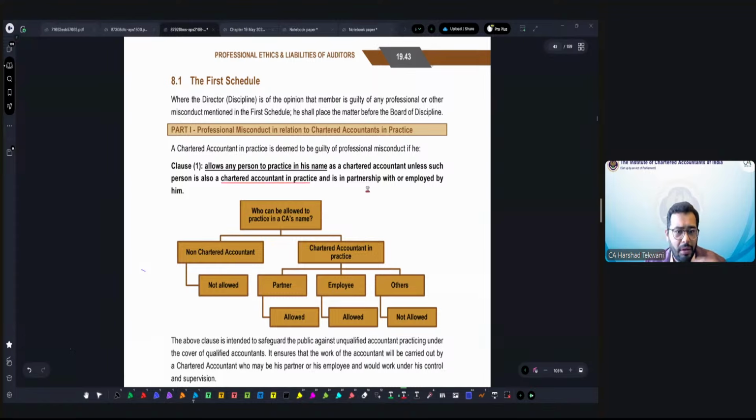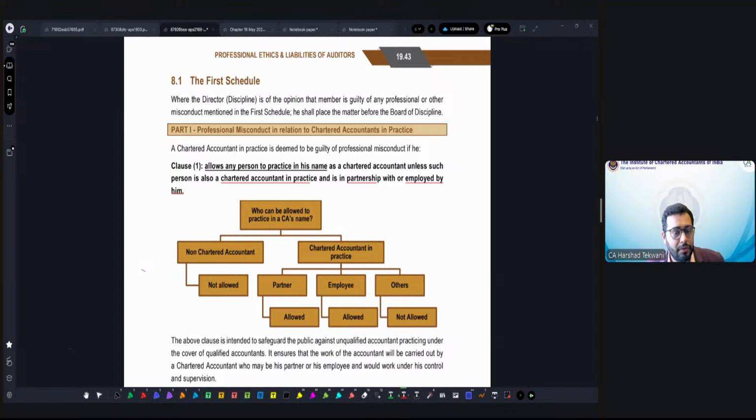Or someone who is either a partner or employed by you, but he has to be a CA in practice. So if he's not a CA in practice, you cannot allow him. Now if we allow a CA who is just a member to be my partner, don't you think it will be a conflict with clause 1 itself?